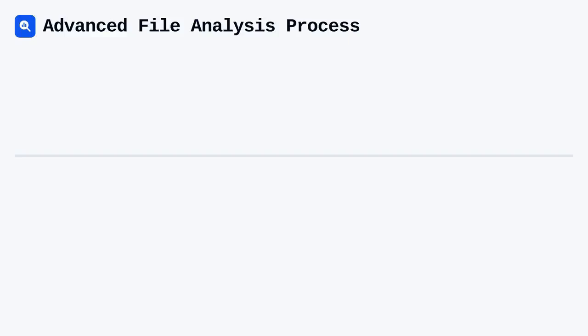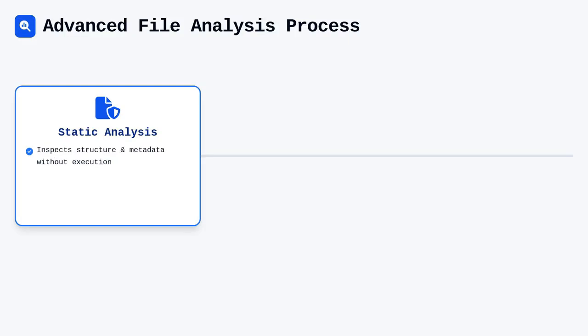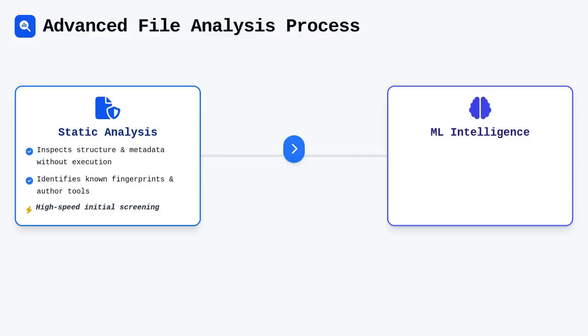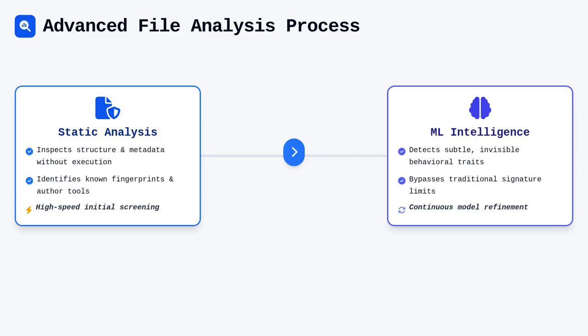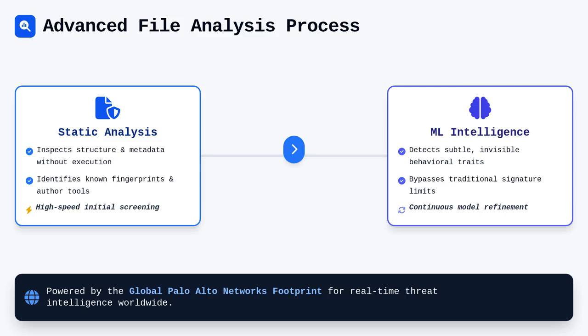The analysis process begins with static analysis, where the system inspects the file structure and metadata without executing the code. This is significantly faster and allows the system to identify fingerprints associated with known malicious authors or packaging tools. Following this, machine learning models are applied to detect subtle behavioral characteristics that are often invisible to signature-based detection mechanisms. These models are constantly refined by the massive amount of data ingested from the global Palo Alto Networks footprint, allowing the system to learn from threats encountered anywhere in the world.